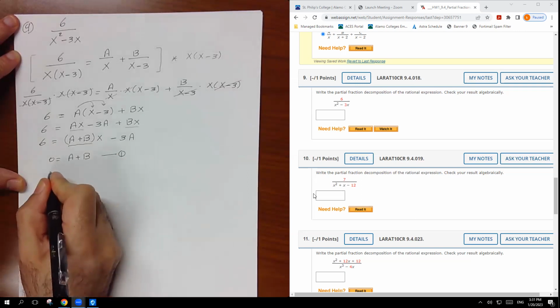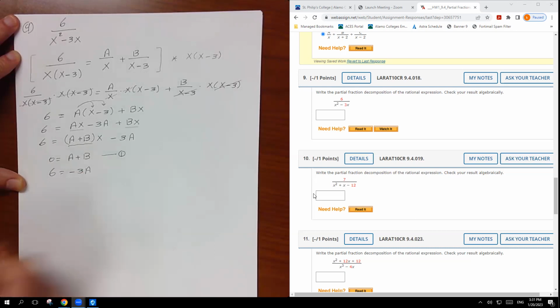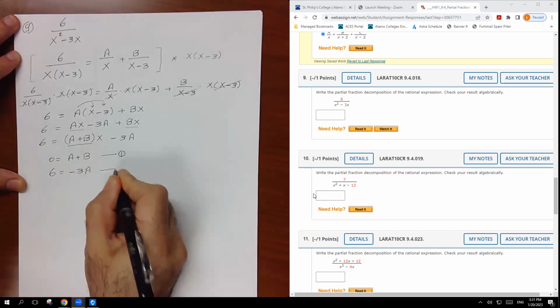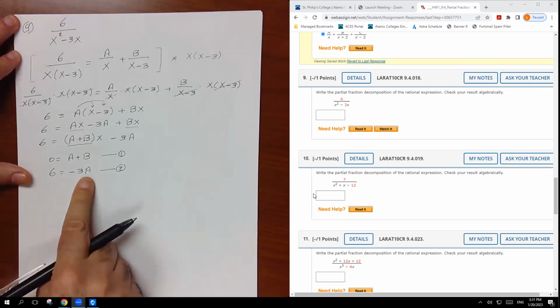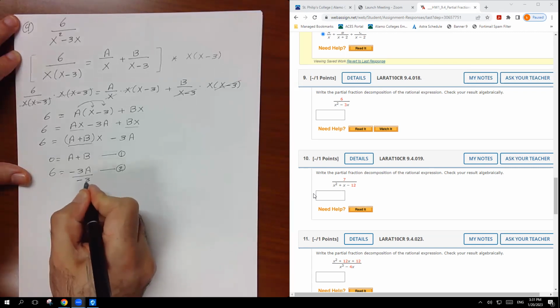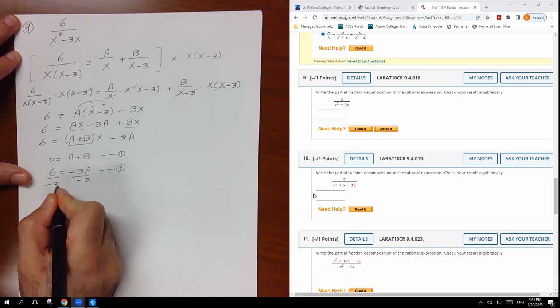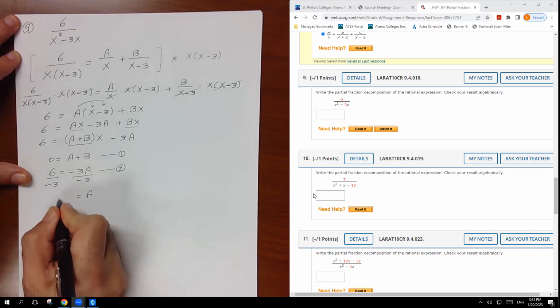And the second one is going to be 6 equal to negative 3a. This is the second one. Now I'm going to solve the second one because I'm going to find the value of a by just dividing both sides by negative 3. So I'm going to divide this one by negative 3 and divide this one by negative 3. That means a is going to be equal to negative 2.